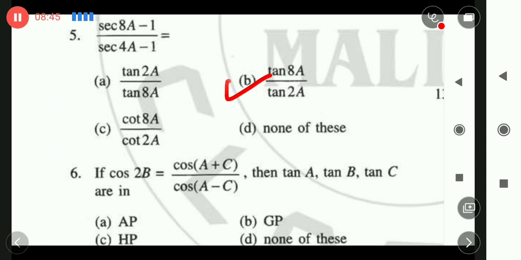Okay, now we will understand the next question. It is number 6.